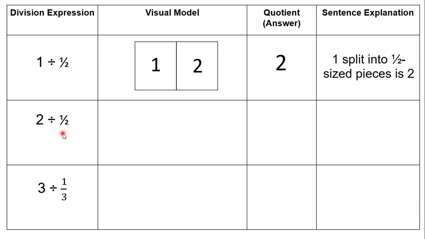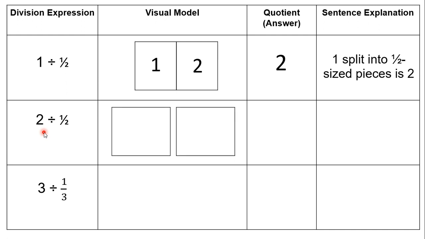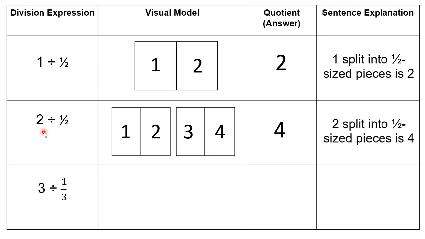Now let's try 2 divided by 1/2. We're going to start with 2 models and break each model into half-size pieces. Now we're going to count how many half-size pieces there are. We can see there's 1, 2, 3, 4 half-size pieces, so our quotient is 4. For our sentence explanation, we're going to write that 2 split into half-size pieces is 4.